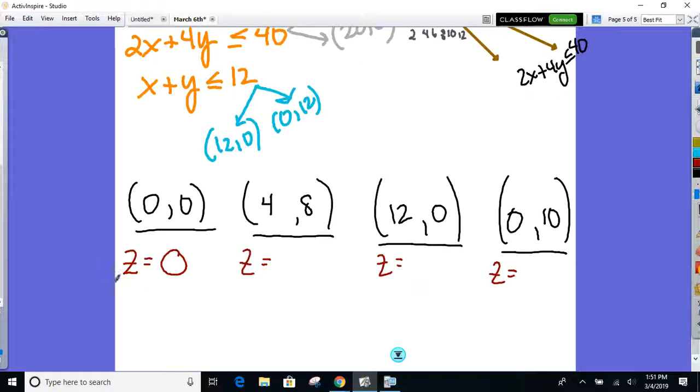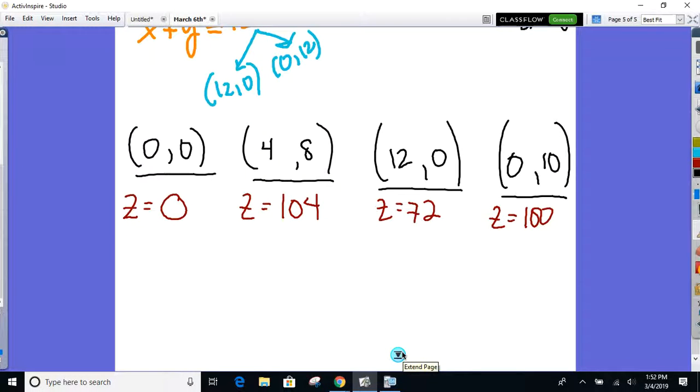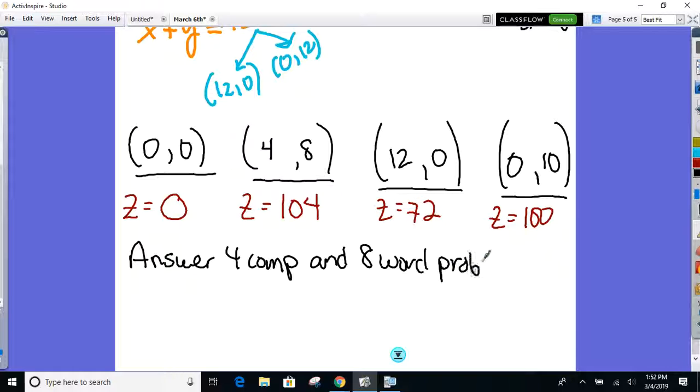4, 8. I'll give you a score of 104. 12-0, I'll give you a 72. And a 0-10 will give you a... All right, what's going to score you the most points? Answering 4 computational and 8 word problems will score 104.